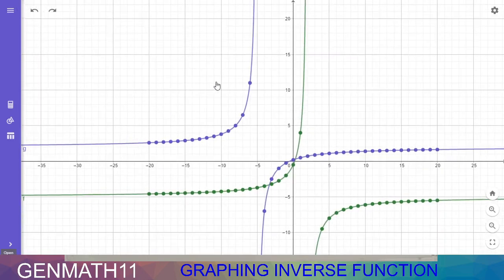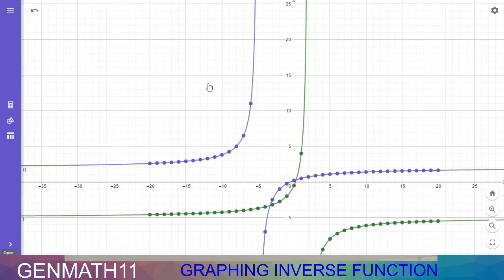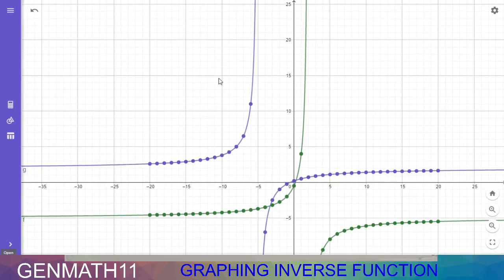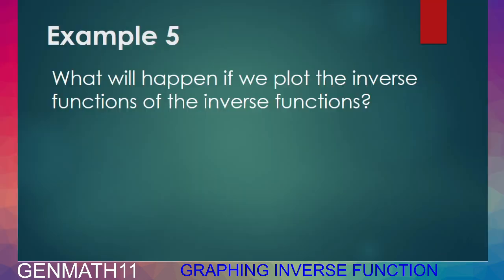Kapag gagawa kayo ng... So, yan na yan. So, nag-graph na natin siya. Okay. So, probably ito na yung last example natin.